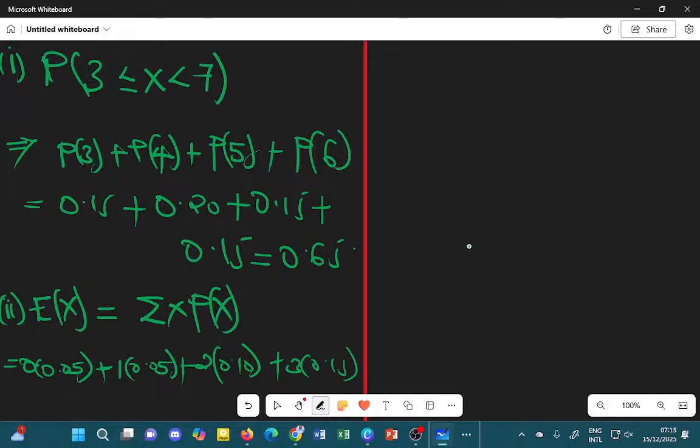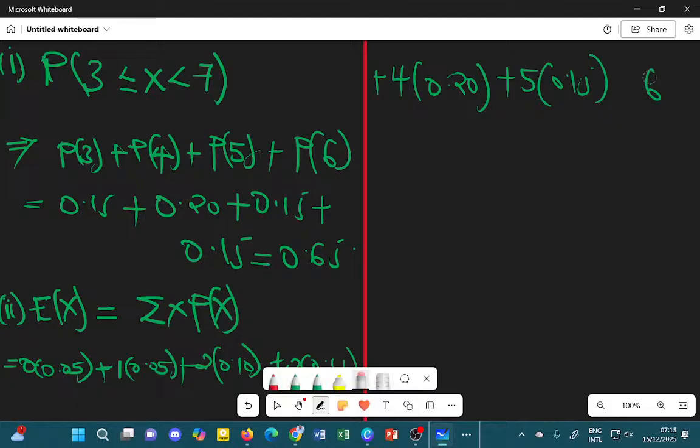Then plus 4 times 0.20, plus 5 times 0.15, plus 6 times 0.15 like that. So our answer here is 4.25.